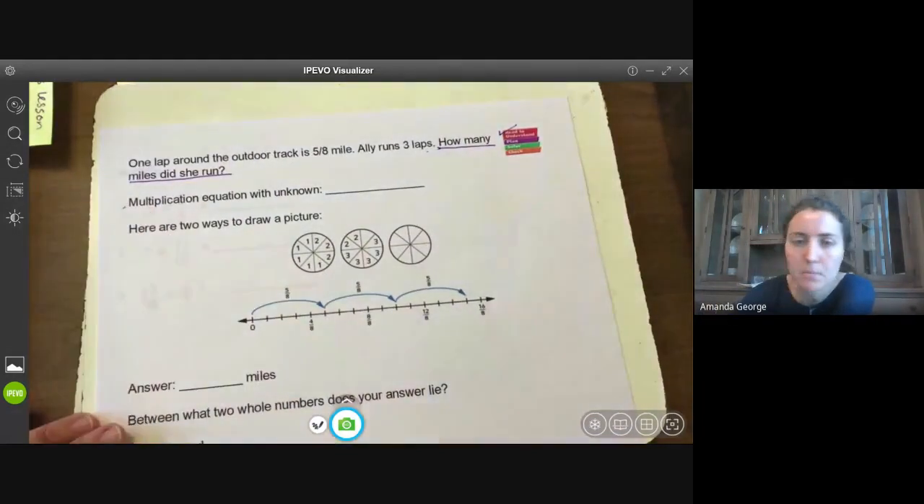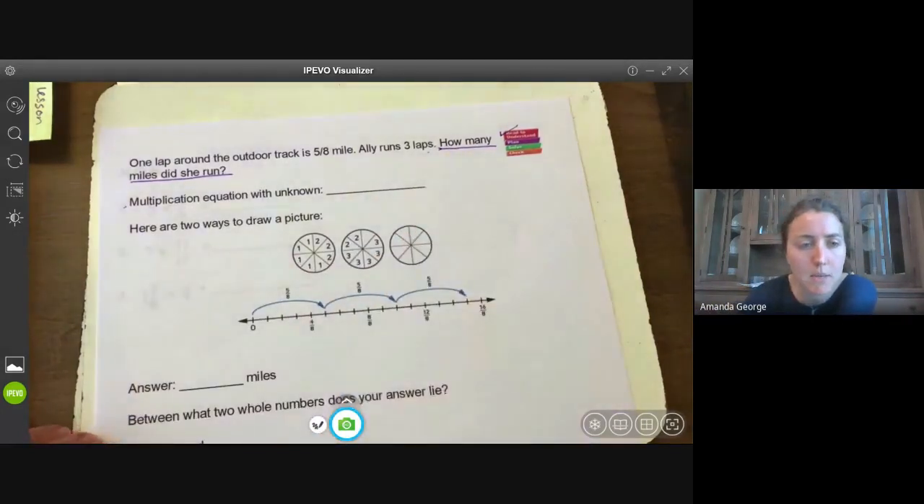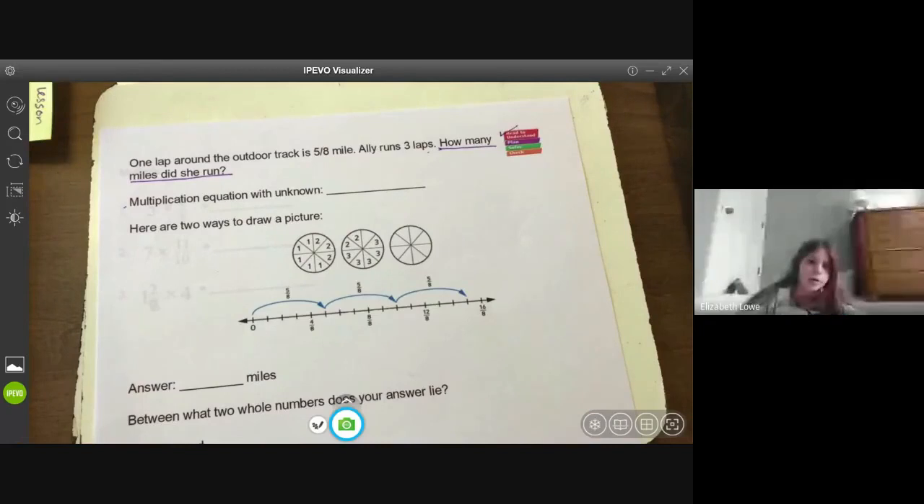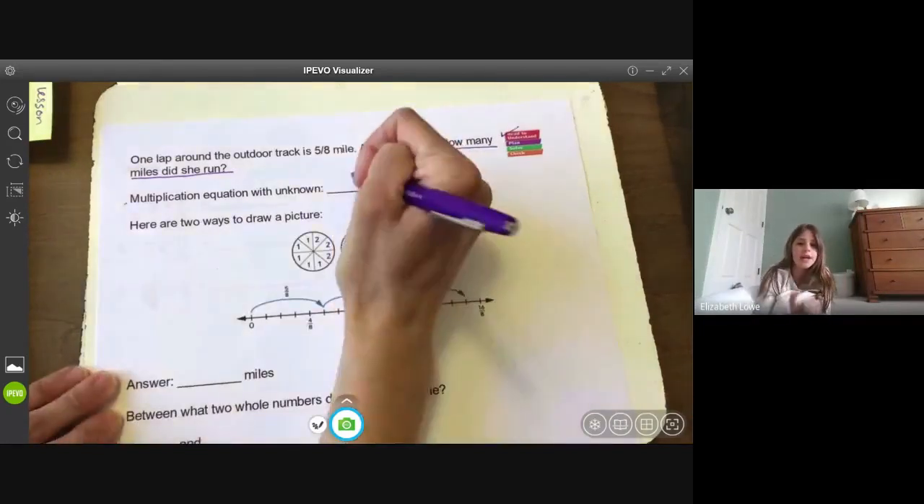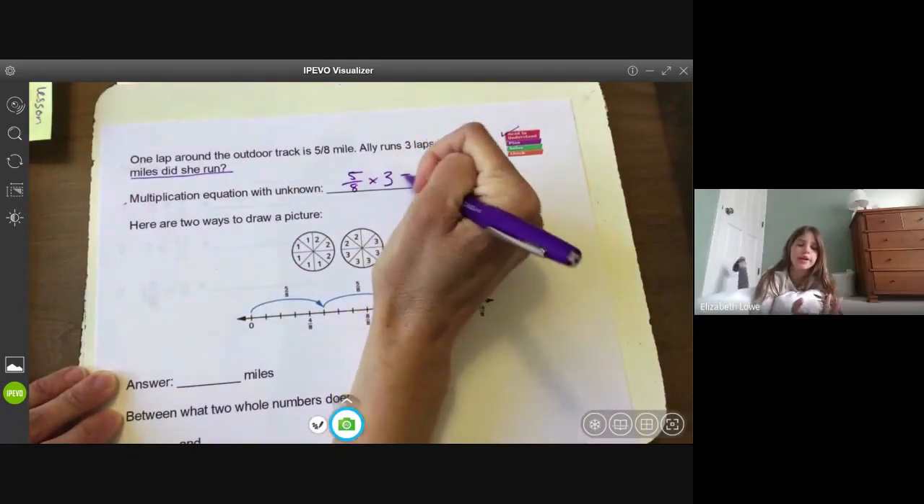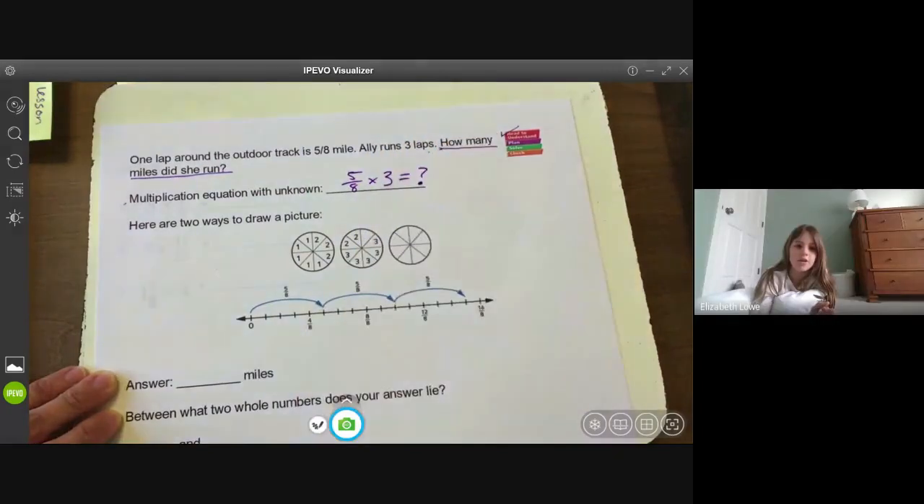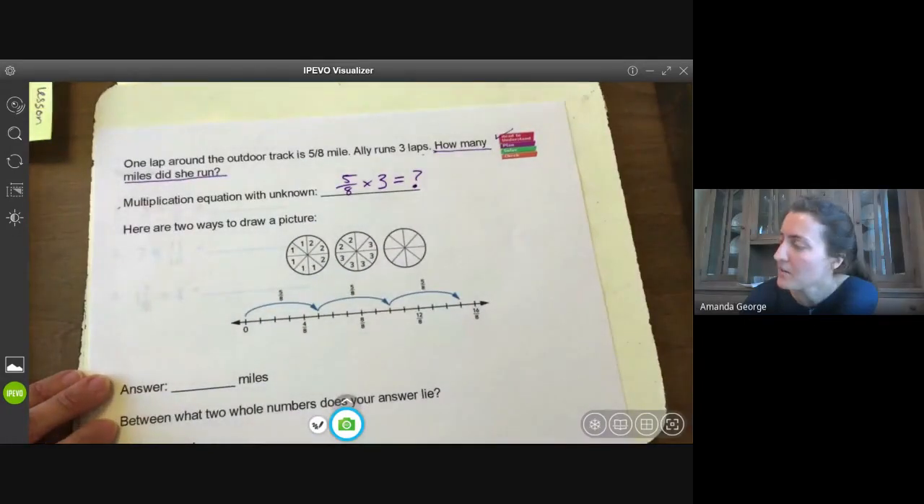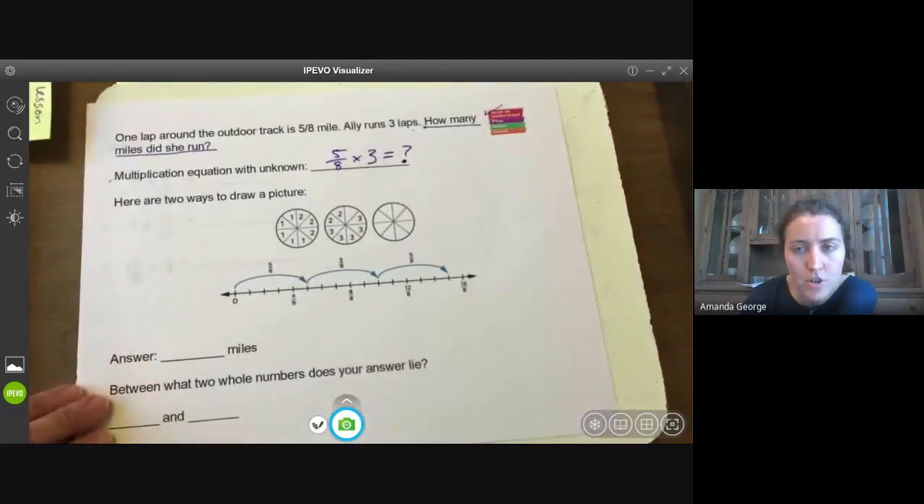What would be our multiplication equation here? Hi, Samantha, welcome. I'll just have you watch the beginning of the recording later, okay? What would be our multiplication here to tell us how many miles she ran? Libby? You would do, doesn't matter which way, 5/8 times 3. Good, and I need an unknown. Times 3 equals question mark. Beautiful. Or R. Good.